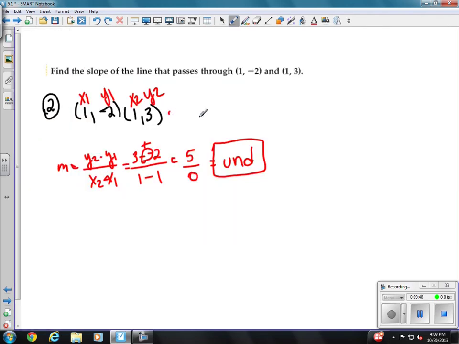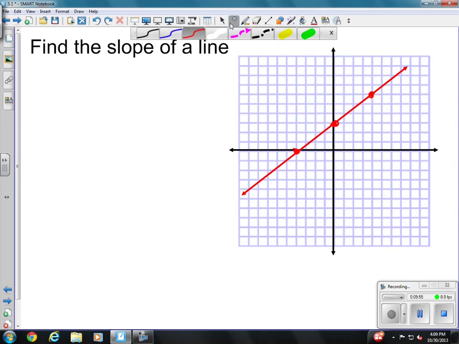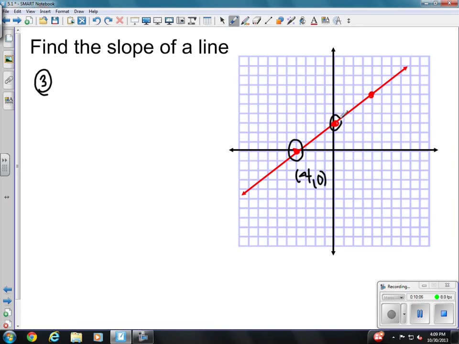Alright, so our first two examples dealt with the actual formula. Our next examples we're going to look at is going to be a graph. So for example 3, go ahead and sketch out the graph. It goes through -4, 0, and our other points at 0, 3. Now to find the slope of a line that's on a graph, we're going to use our rise over run formula. So rise over run.